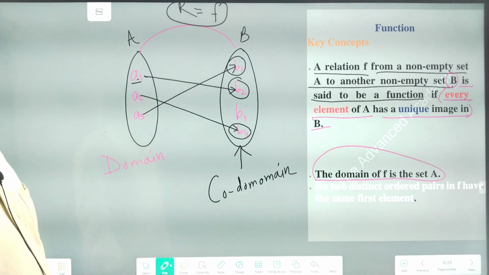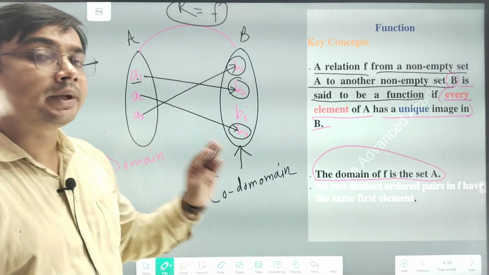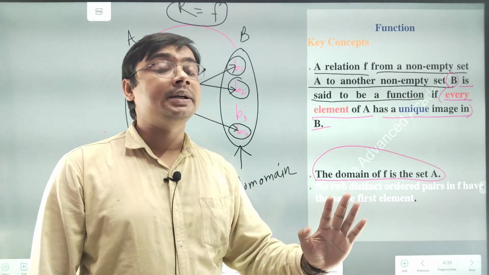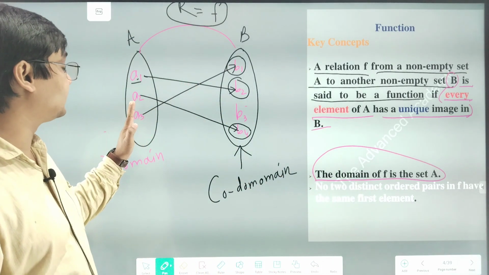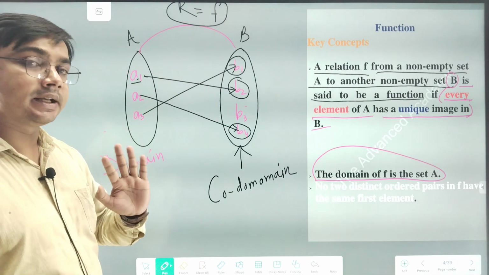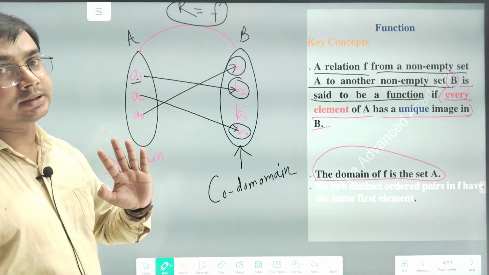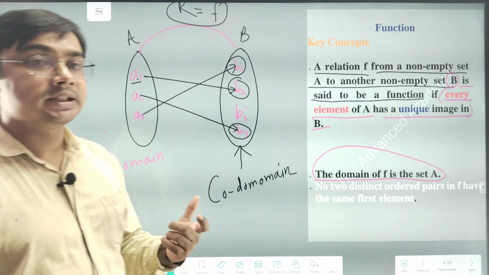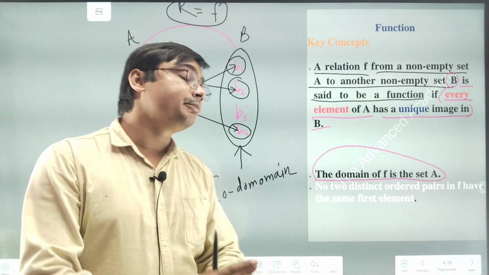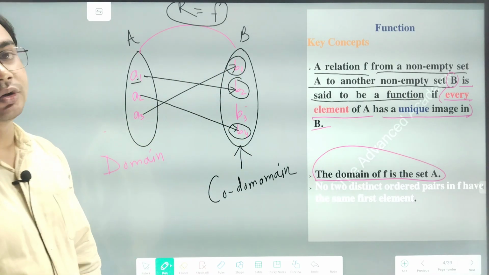Guys, just remember this thing. The first condition to become a function is that all the elements of the first set must be connected to some element of the second set, and that connection should be unique. If these two conditions are satisfied, then the relation is called a function. The first set is called the domain here, and the second set is called the codomain.